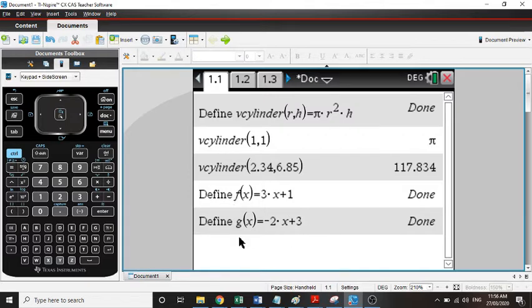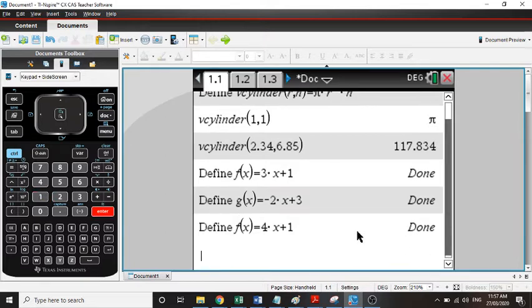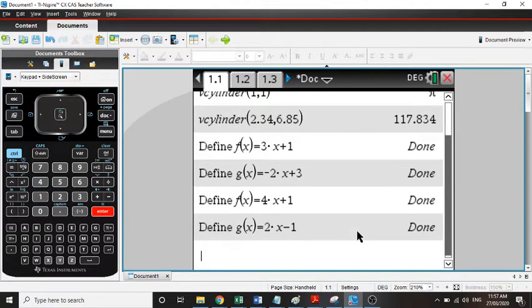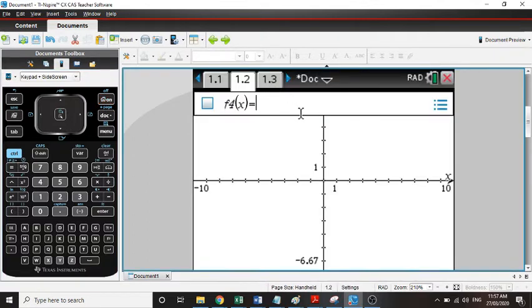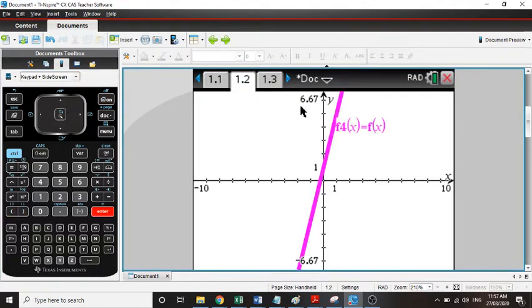So what we can do is say define, and this is more of a math thing, f of x equals 4x plus 1. It'll say done, so it's defined. And I'm going to say define g of x equals 2x minus 1. So I've defined those two. Now if I go to graph, I don't have to type in the whole equation here. I can just type it in like that.